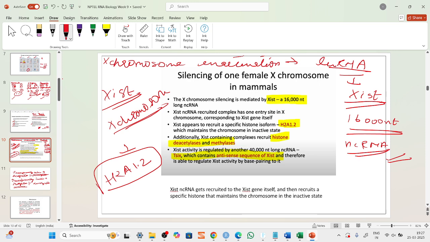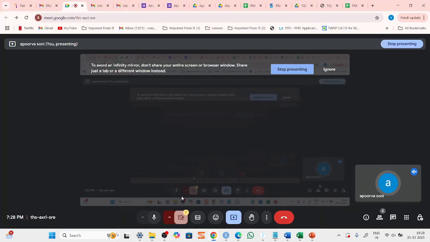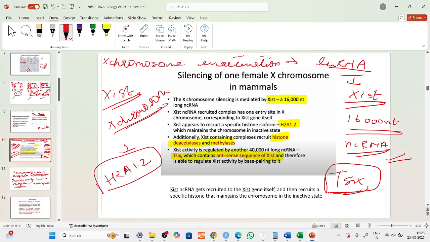Now the activity of Xist, which is a long non-coding RNA, is also regulated by another long non-coding RNA known as Tsix. This Tsix has an antisense sequence to Xist, and therefore it is able to regulate Xist activity by base pairing. Whenever Xist activity is needed, Xist is there. Whenever Xist activity is not needed, then Tsix comes, because not every time do we want this activity to take place, only at specific times. So it binds to Xist and regulates its activity. I hope this much is clear to you.